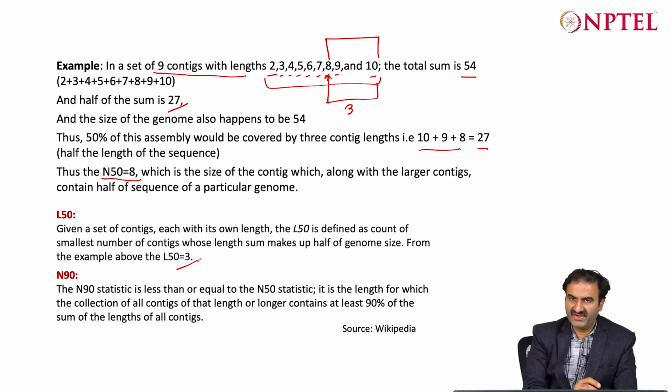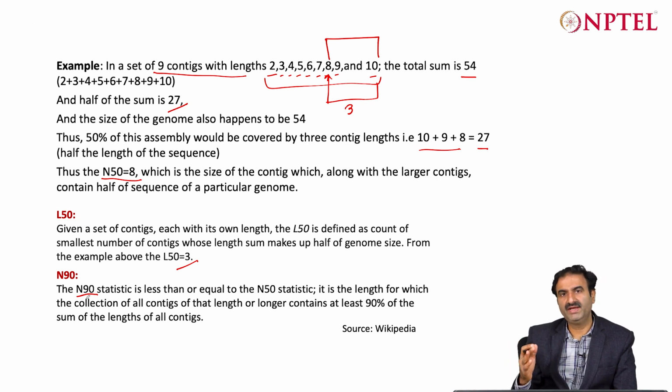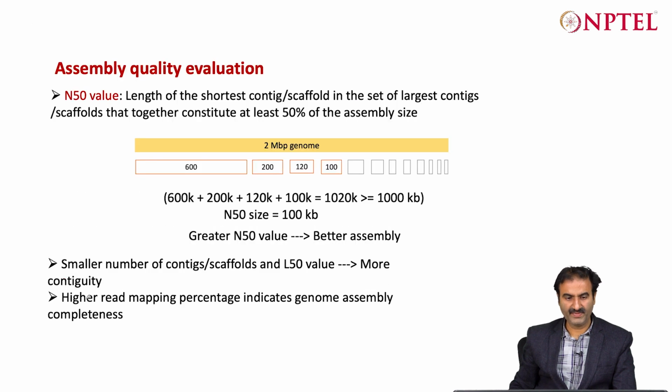Like N50, N90 is also there. If you are dealing with 90% of the assembly, what is the N90 value and how many contigs represent that value? So it is even more stringent.